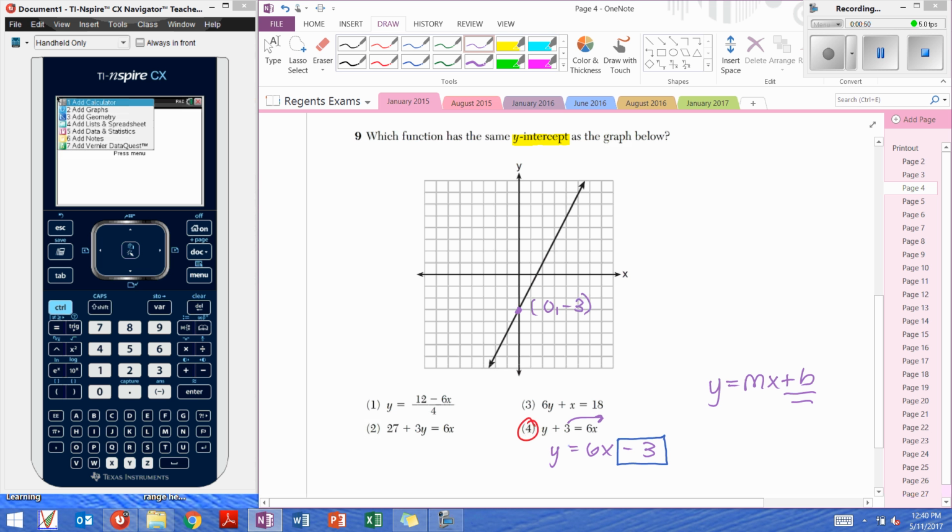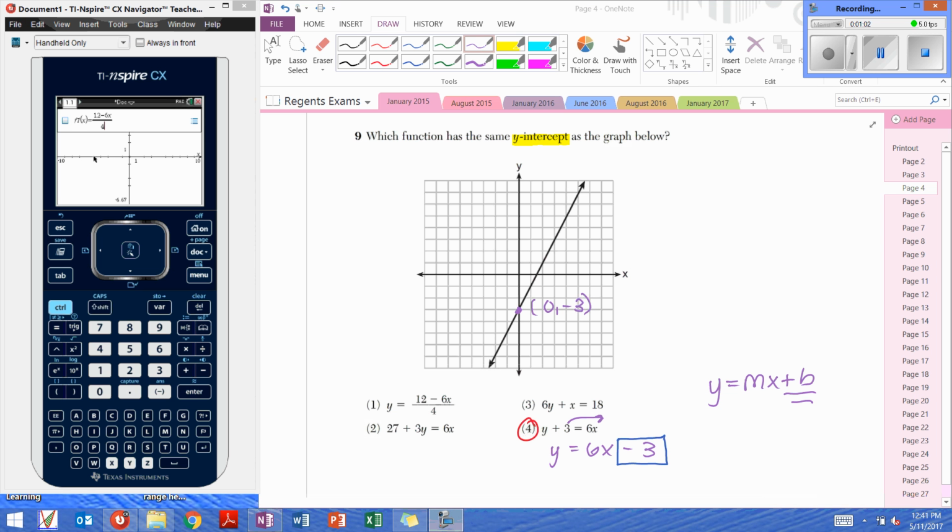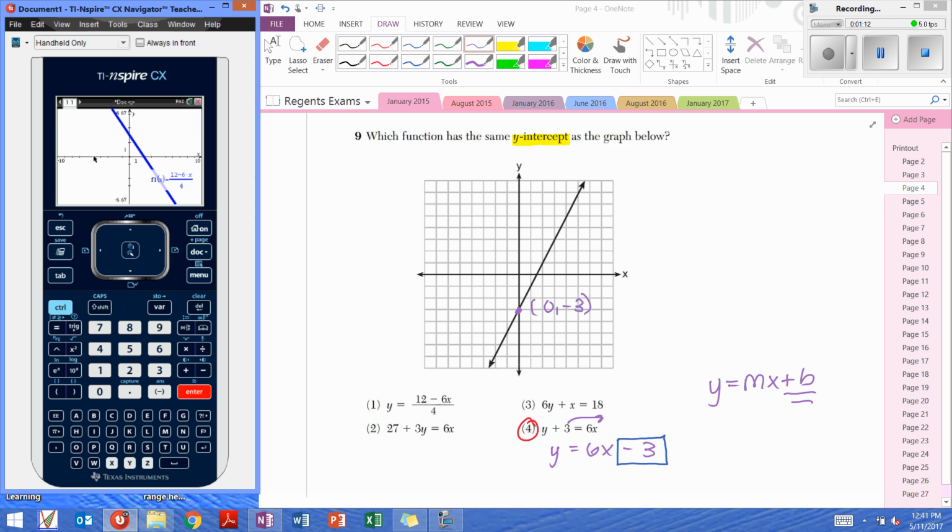Now, flip side, if you look on the calculator, I think it's actually faster to do it on the calculator instead of rewriting it. So what you would want to do is graph each one of these. So here's answer choice 1. Notice how I did not have to write that as a relation because it was already y equals. And you can see that it's definitely not the same y-intercept.